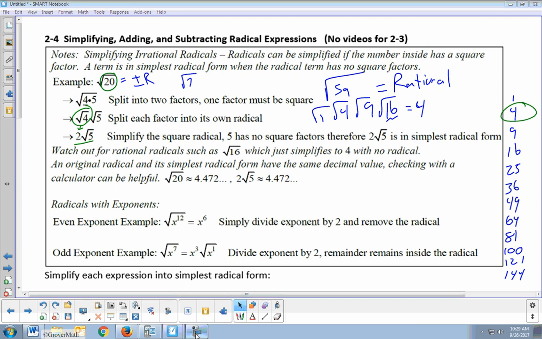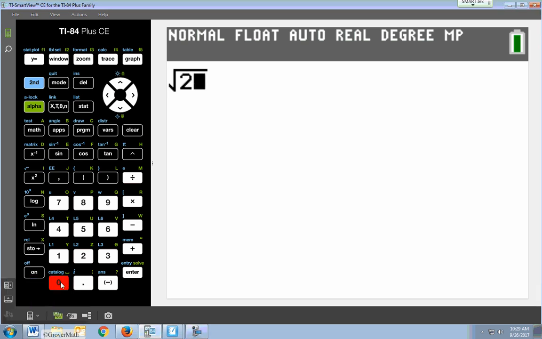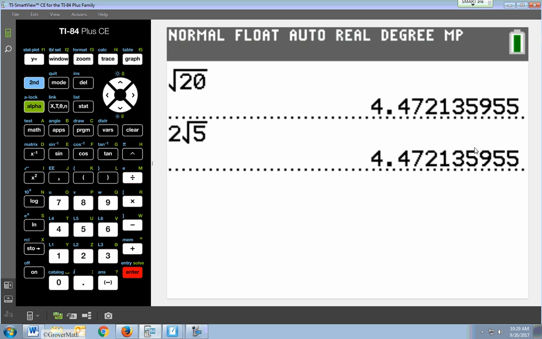Now you could use your calculator not to simplify radicals, but you can use it to check. If I do second square root, type in the square root of 20, first of all, this will also be a good method for confirming that it's irrational. I want to just double check. See, that certainly doesn't look like a rational answer there. But whatever this decimal is, my reduced form of 2 rad 5, which is what I think it simplifies down to, should be the exact same number. And so that's how I know I simplified it correctly.